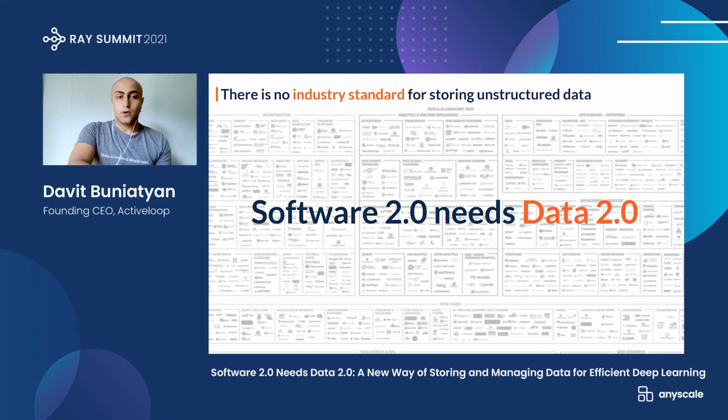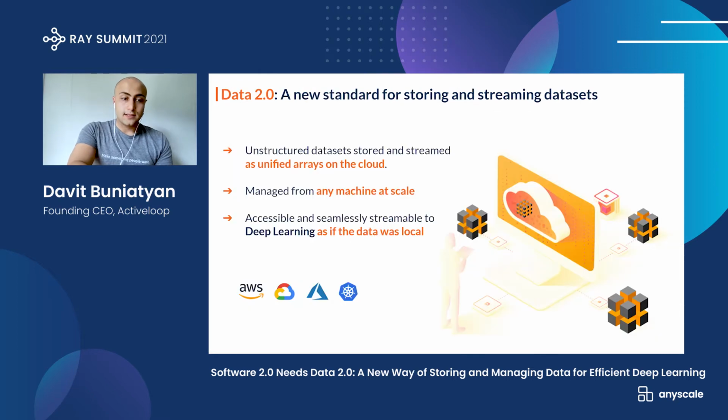What we are working on is essentially building an industry standard for storing unstructured datasets and then streaming them to software 2.0 or machine learning purposes. Here, we introduced a new standard for storing and streaming those datasets. You can think of it as serverless NumPy arrays. You can store the data and stream the data in unified arrays on the cloud. It can scale to any machine and at any scale and be accessible to each of those machines as if the data was local to the machine. I'll get into details on what that means literally, but this is what we do.